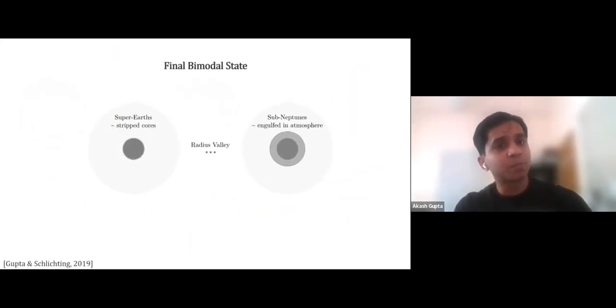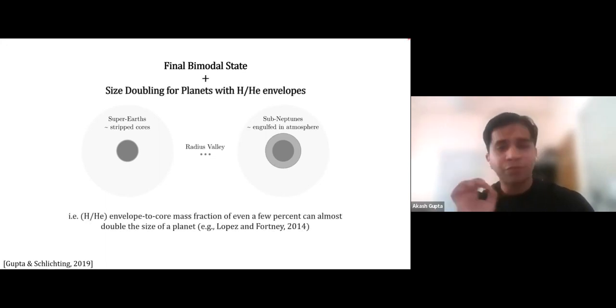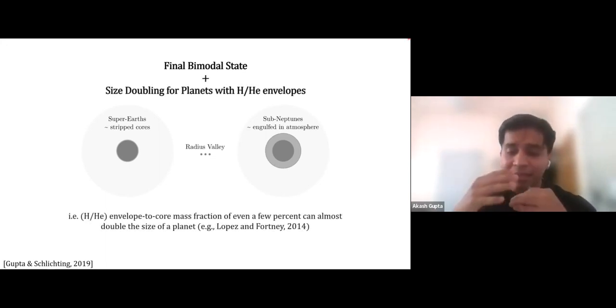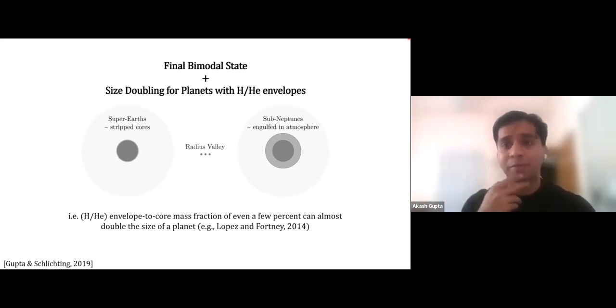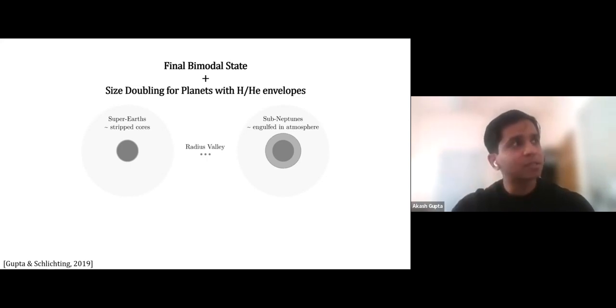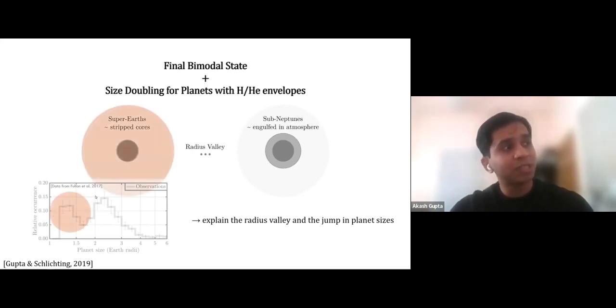And so this explains this bimodality in the final planet outcomes of a super Earth and a gas-rich sub-Neptune. This, along with the fact that the planet size can almost double if the planet has even a few percent of hydrogen-helium atmosphere by mass, explains this radius valley and this sudden jump in planet sizes from these rocky super Earths to these gas-rich sub-Neptunes, which are almost double the size.